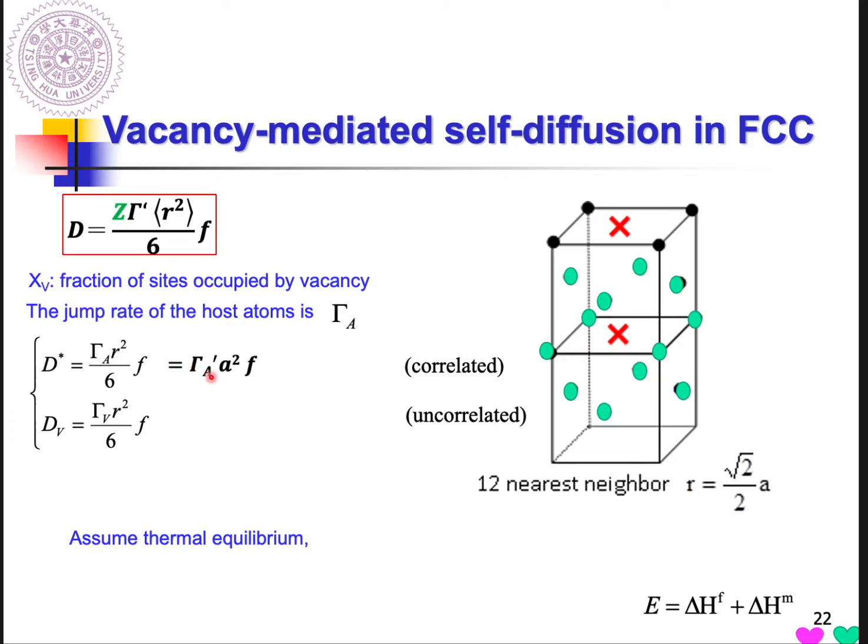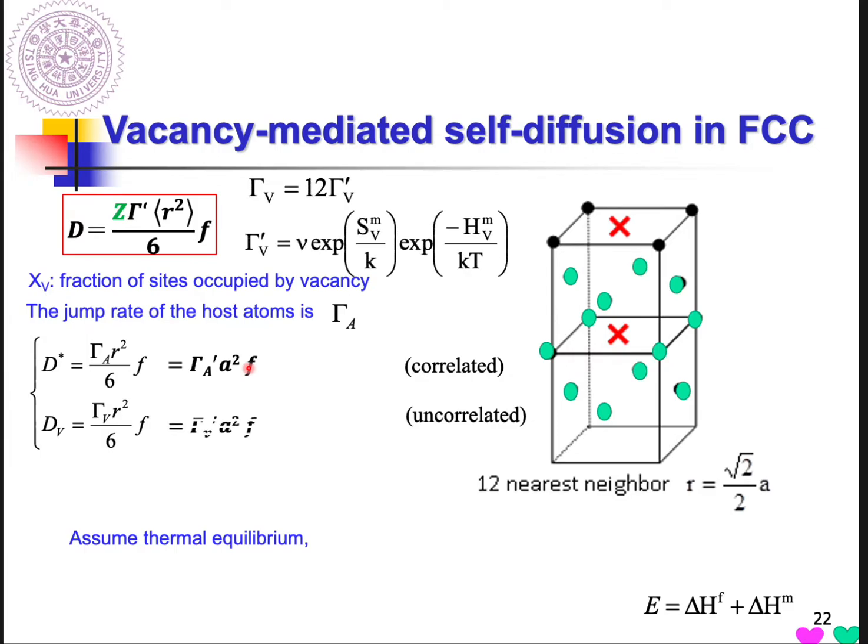You can get gamma A prime, the atomic jump rate in specific directions. a squared is the lattice constant for this FCC, and F is the correlation factor. You get the same result for gamma V prime, because for the vacancy there are also only 12 available sites that allow this vacancy to exchange location with an atom.